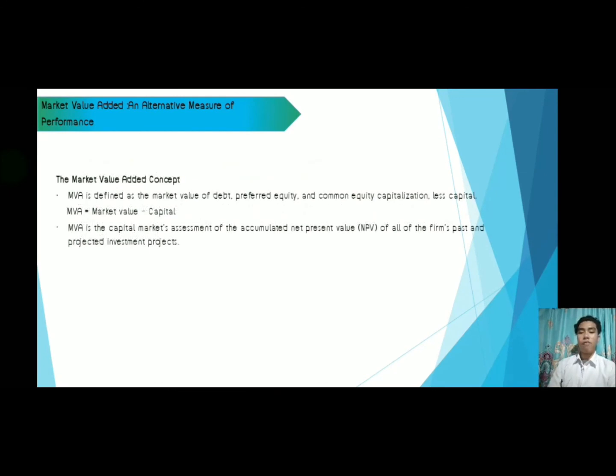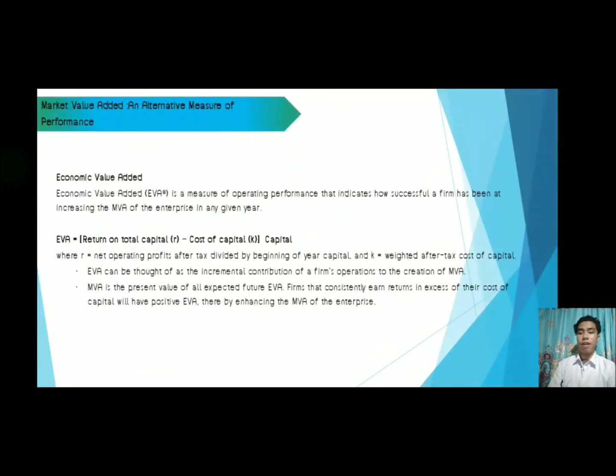MVA is defined as the market value of debt, preferred equity, and common equity capitalization less capital. Capital is a measure of all cash raised from investors or retained from earnings to fund new investment in the business since the company's inception. The formula is MVA equals market value minus capital. MVA is the capital market's assessment of the accumulated net present value, or NPV, of all the firm's past and projected investment projects.